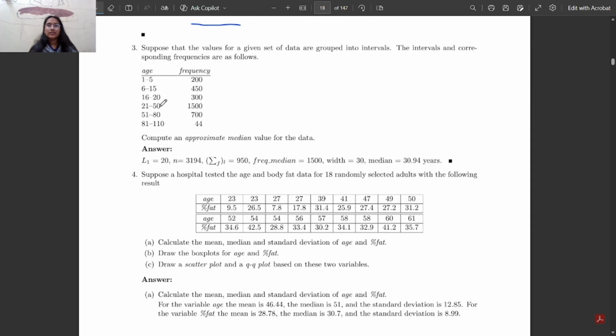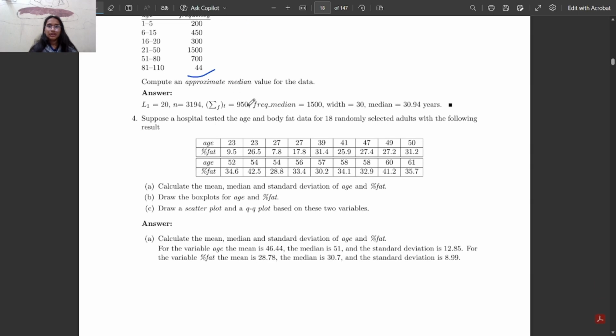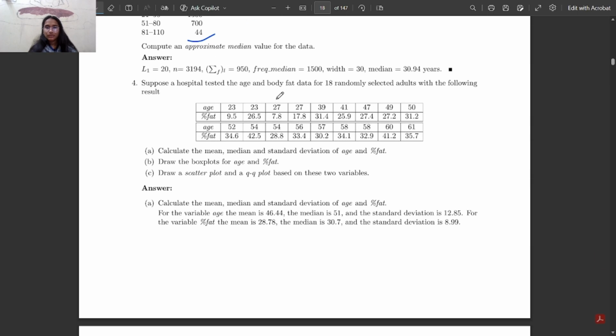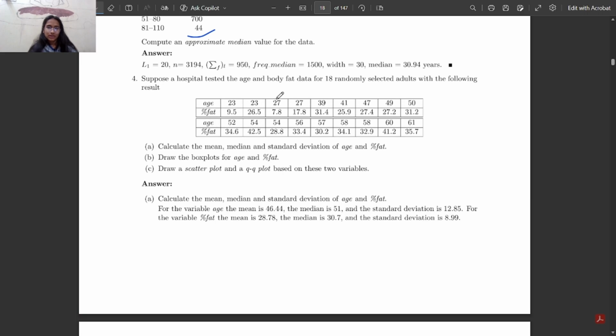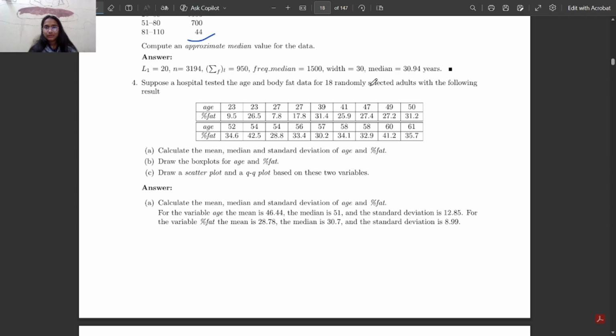Suppose that the values for a given set of data are grouped into intervals. The intervals and corresponding frequencies are as follows. We have to compute an approximate median value for the data. For computing this, we use the formula where median equals L1 plus n by 2 minus cumulative frequency before the median class, upon frequency of the median class, multiplied by width. We put in the values and get the answer as 30.94 years.